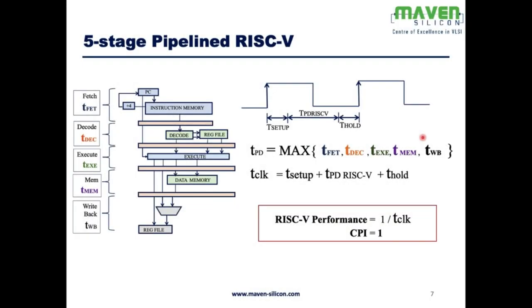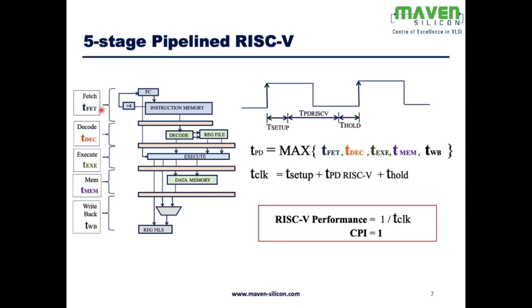Let's look at how to calculate the clock frequency. The clock period should accommodate the propagation delay of the circuit, setup time and hold time. So mostly in case of flip-flop, we consider clock to Q delay instead of hold time. How do we calculate the propagation delay?